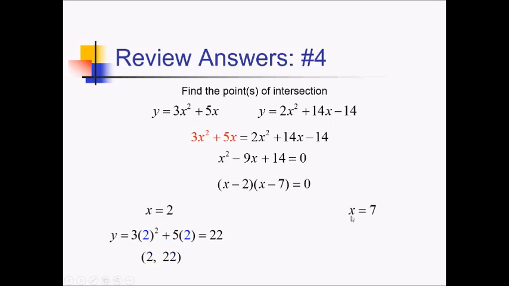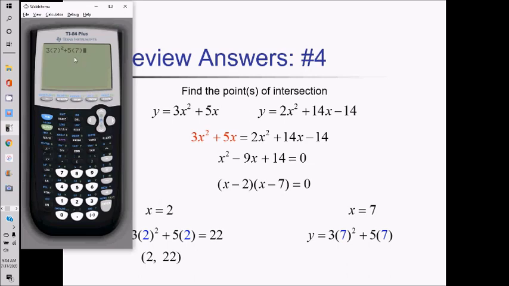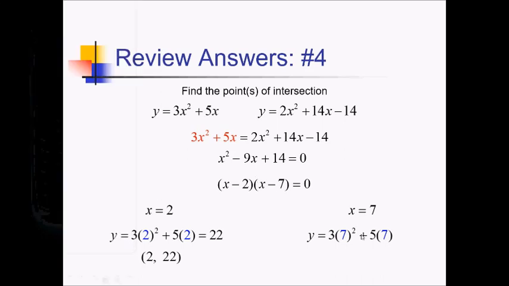And plugging in 7, I'm going to use the same equation. So we have 3 times 7 squared plus 5 times 7. Well, let's see here. 7 squared, that's going to be 49. 3 times 49. Now, let me just do this on the calculator. There we go. Let's let the calculator crunch those numbers. And that's going to come out to 182. All right. We'll take their word for it. So that means my answer is 7 comma 182 for that point.